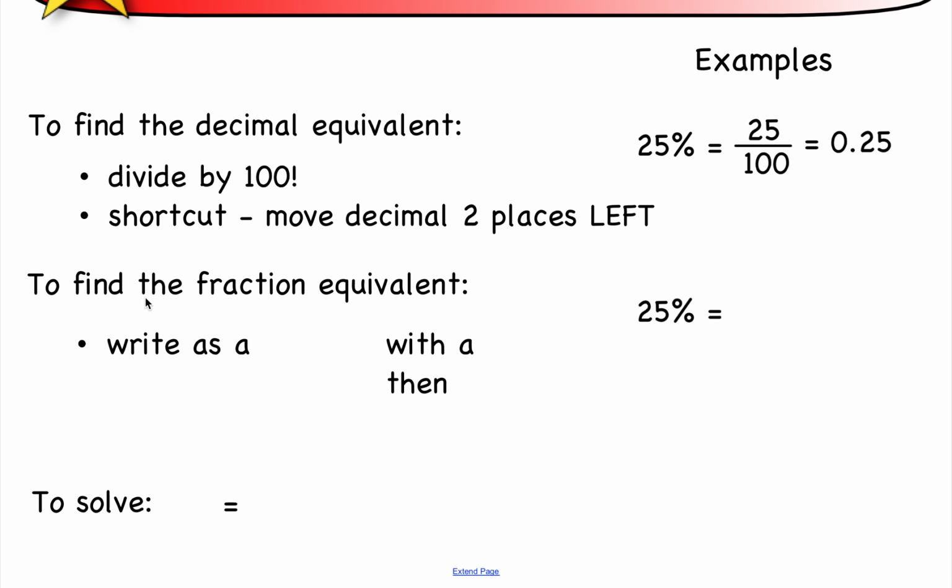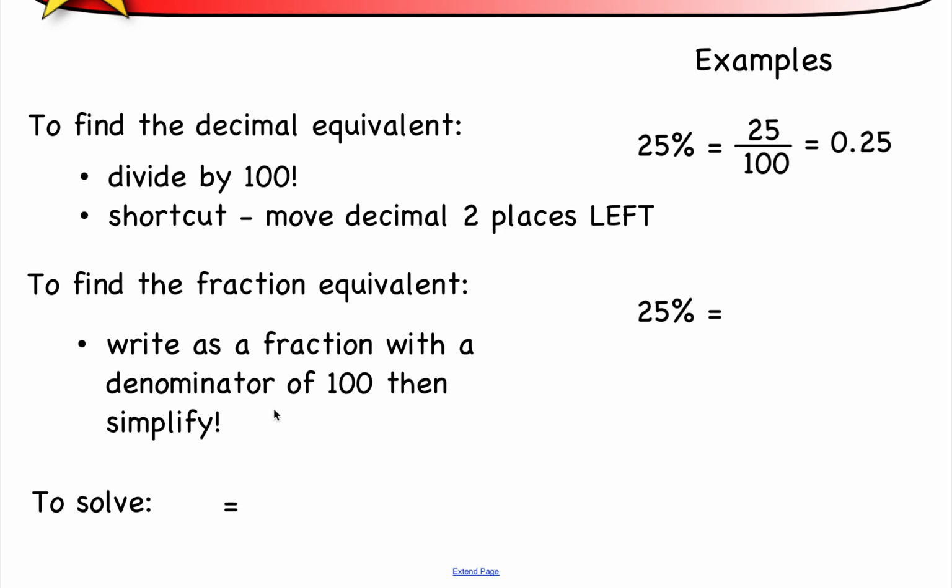Now to convert from a percent to a fraction, what we're going to do is write it as a fraction with the denominator of 100 and then simplify it. So for example, if I have 25%, I want to write it as 25 over 100 and then reduce. Both of these can be divided by 25 and I get 1 over 4. So 1/4 is the fraction equivalent of 25%. 0.25 is the decimal equivalent of 25%. To solve, we are going to use this formula. It says is over of equals percent over 100. I'll show you that in the next slide.